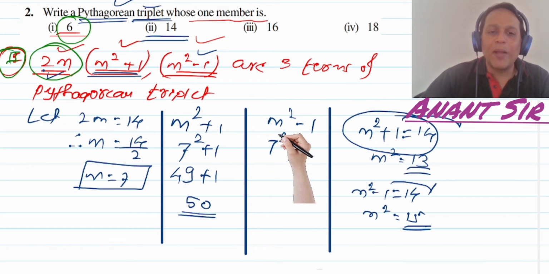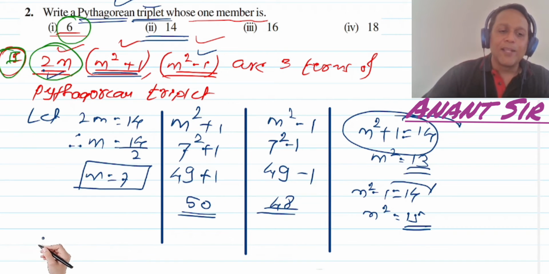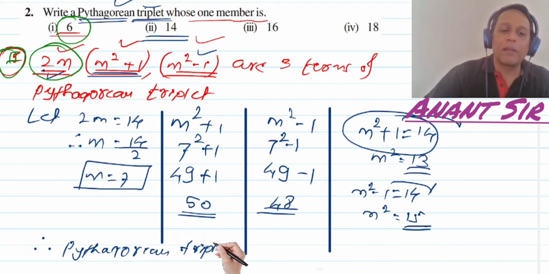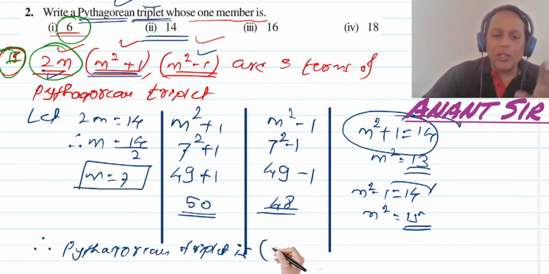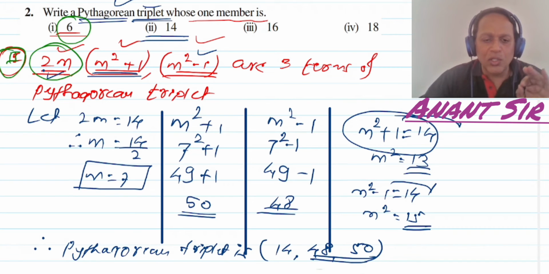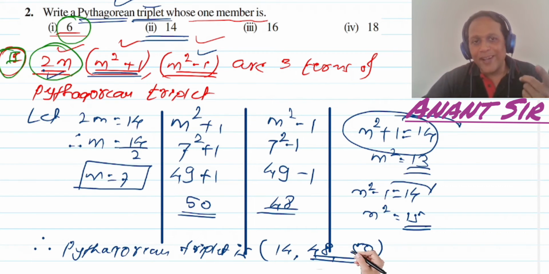And m square minus 1 is 7 square minus 1. 7 square is 49. 49 minus 1 is 48. So therefore the Pythagorean triplet is 14, the other member is 48, then the last is 50. Can you tell me which is the hypotenuse in this? Of course, the largest number is the hypotenuse, right? Because hypotenuse is the largest side. So 50 will be the hypotenuse.